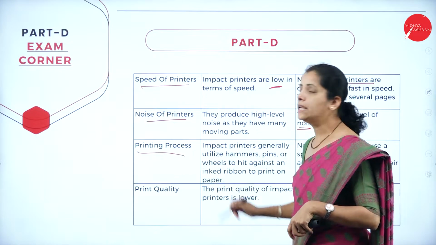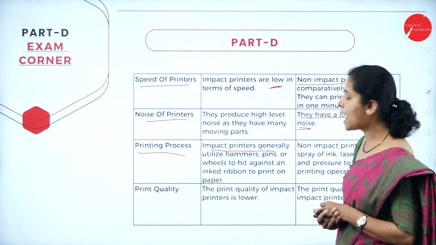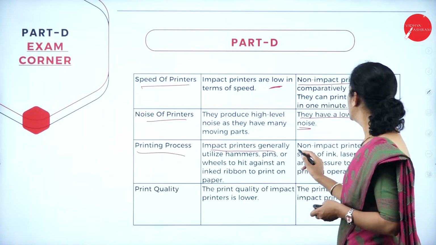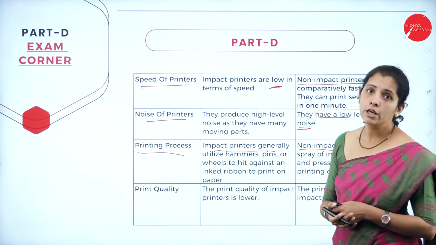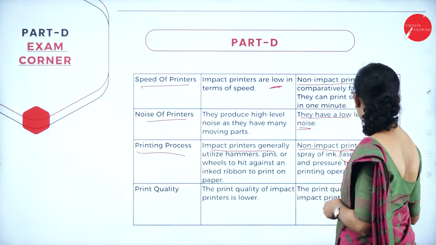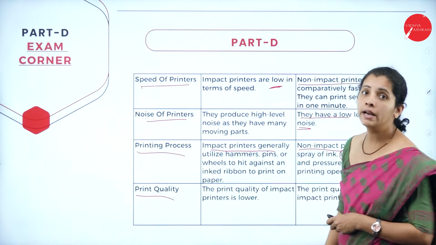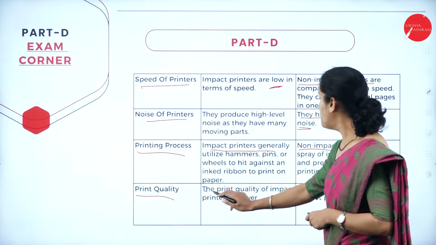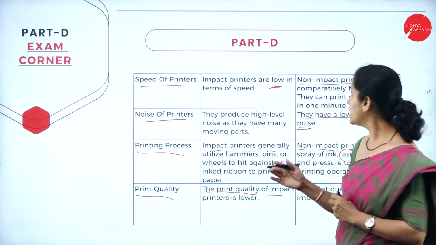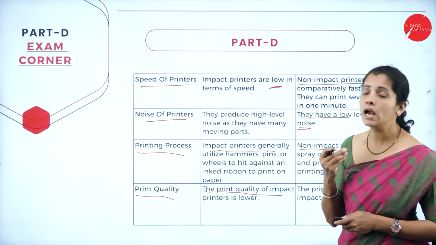Now, printing process. Impact printers generally utilize hammers as well as printer wheels. But non-impact printers use a spray of ink, laser, or heat. Now, let me consider the printing quality. The print quality of an impact printer is very low. But what about a non-impact printer? The printing quality is very high.